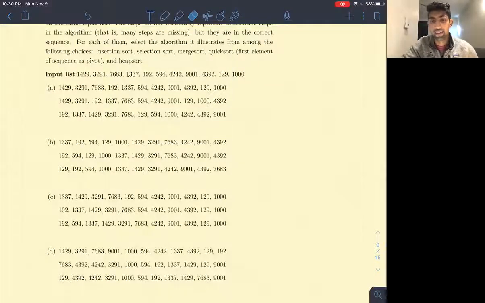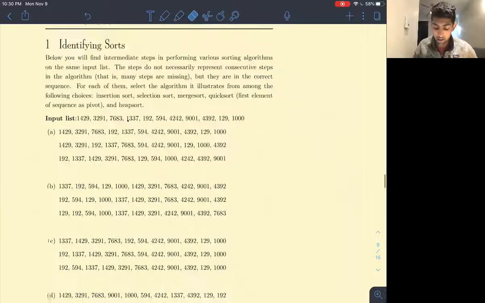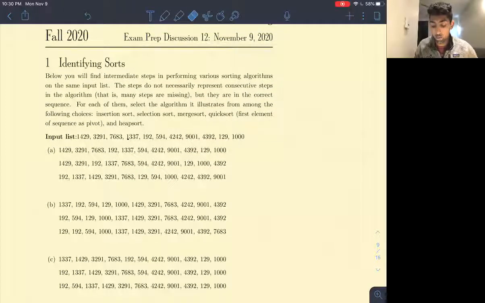Okay, hey everyone, this is going to be a video walkthrough on question 1 on exam prep week 12 on sorting. Okay, so in this question, what we're given is a series of steps.